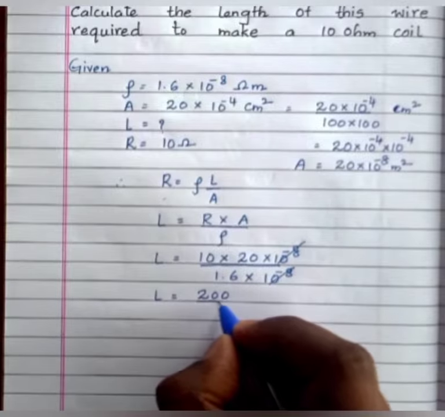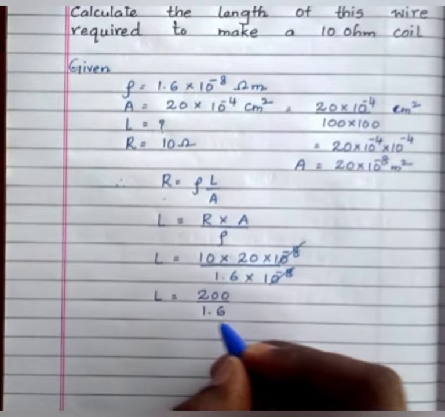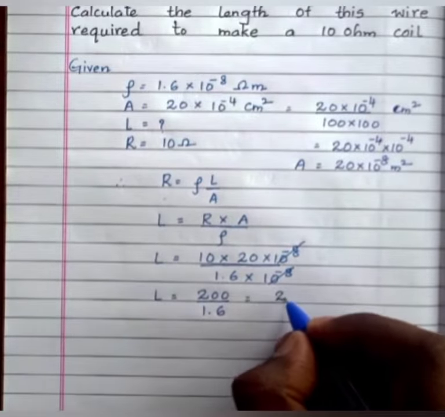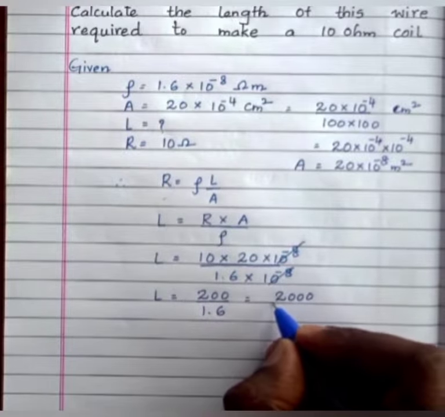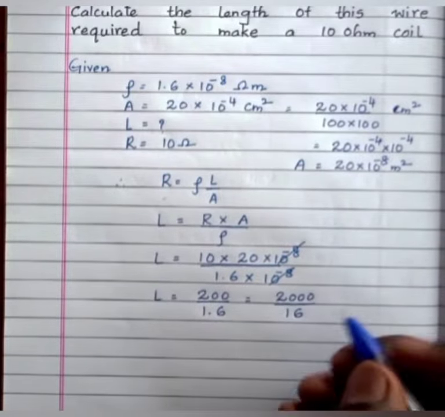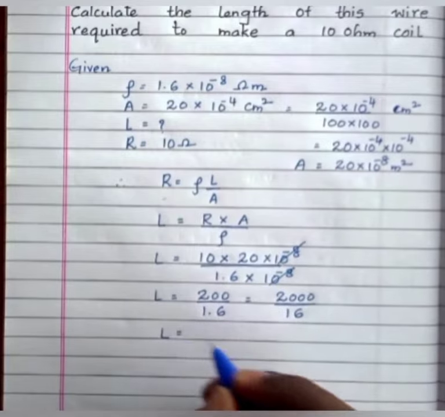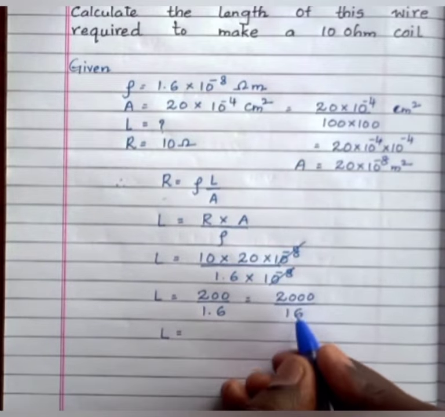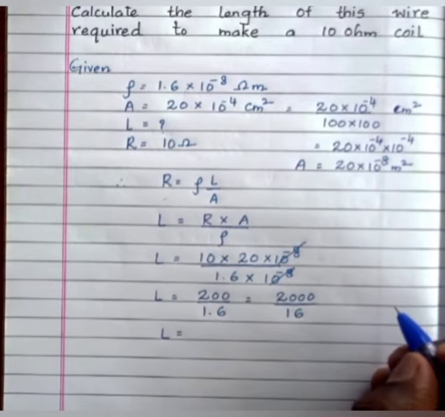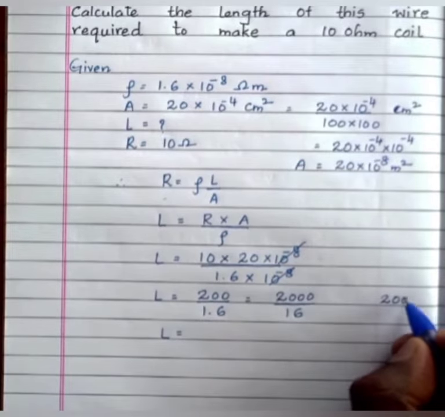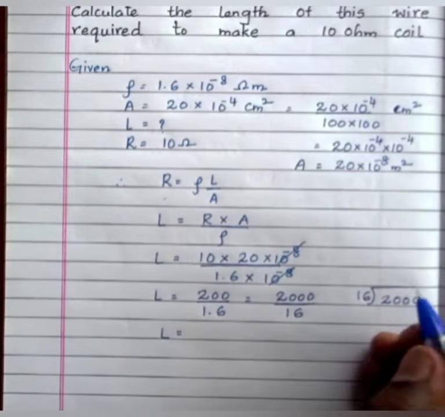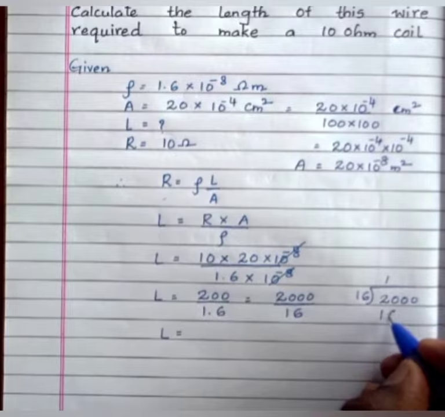divided by 1.6. Dividing 200 by 1.6, or convert 200 as 2000, 1.6 as 16, so that we can easily divide 2000 by 16. Therefore L equals, dividing 2000 by 16 we get 125 meters, that is 2000 divided by 16, 16 ones are 16.